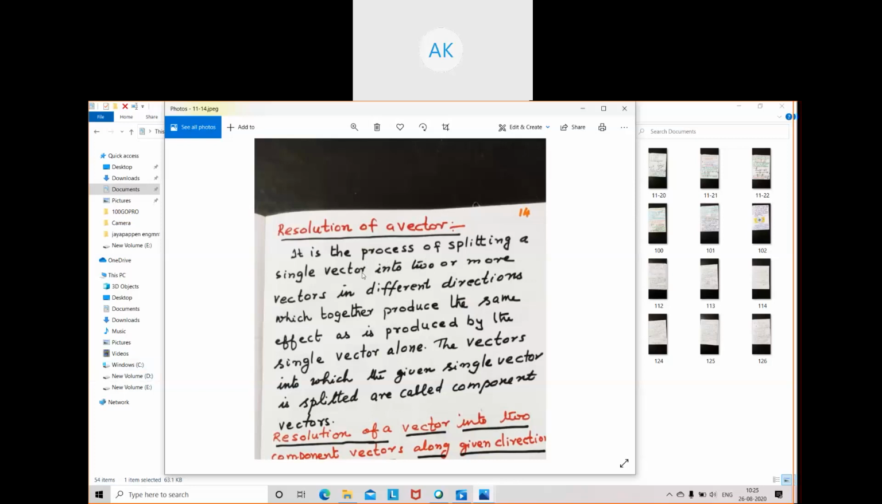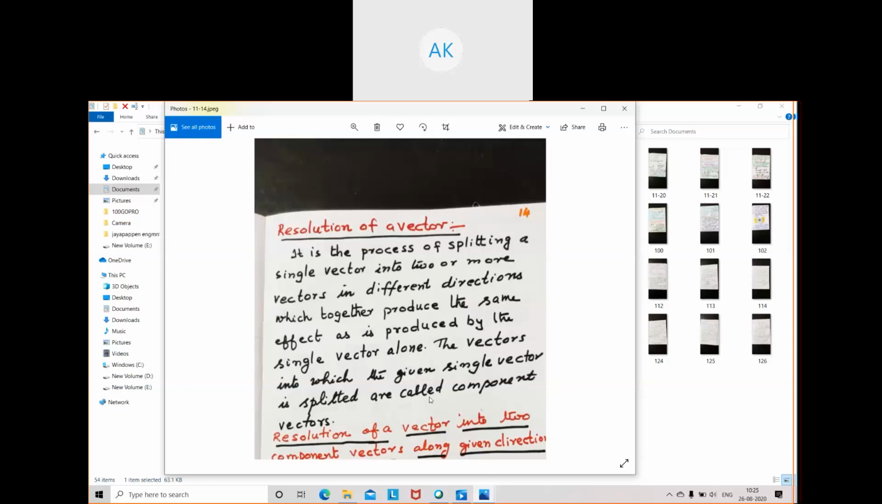splitting a single vector into two or more vectors in different directions, which together produce, the component vectors together produce the same effect as is produced by the single vector alone. The vectors into which the given single vector is split are called component vectors.